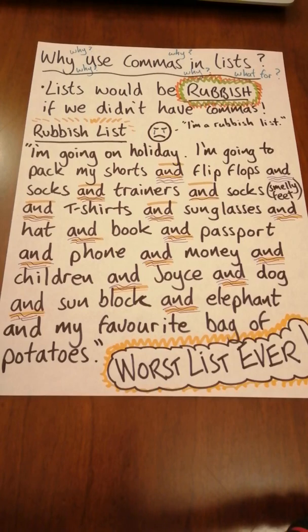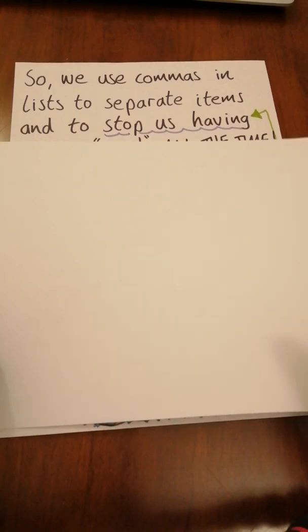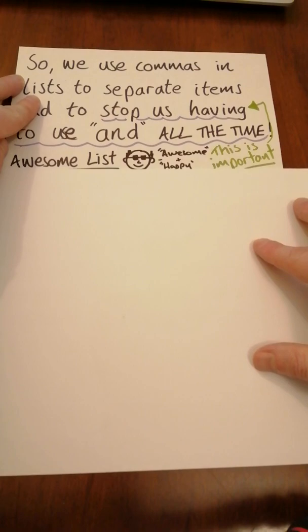Let me tell you why. I have used "and" so many times in there. It's just boring. So let's make this a less boring list. In fact, let's make this an awesome list. Well, we know that we want to get rid of the use of "and", but if we didn't have the word "and" in there, then all the words would just be jumbled together. So what we do is we use commas in lists so that we can separate the items out and stop us having to use "and" all the time.